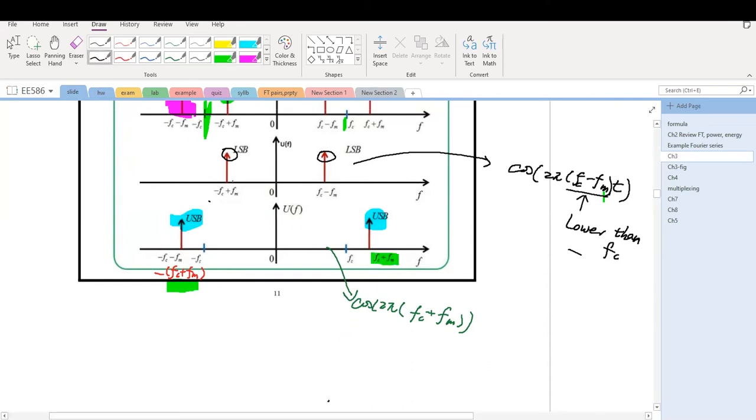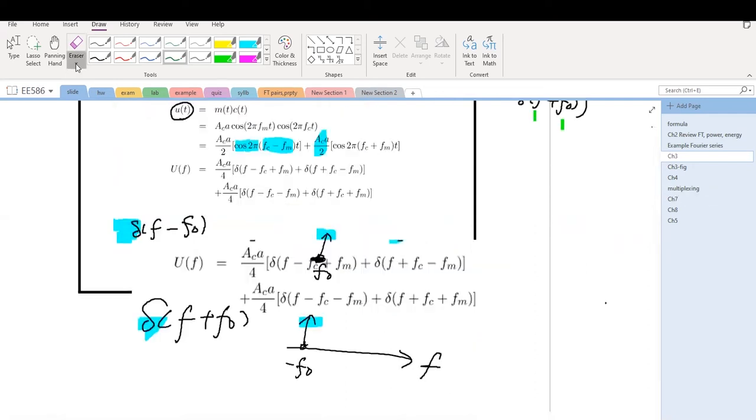What's the cosine signal in this case? The cosine signal is 2 pi (fc plus fm). So what's the frequency here from this time domain signal? We can see this is the frequency fc plus fm. So of course greater than fc. And here that is in the upper sideband. I just demonstrated how I can obtain the Fourier transform of the modulated signal using the trig identity.